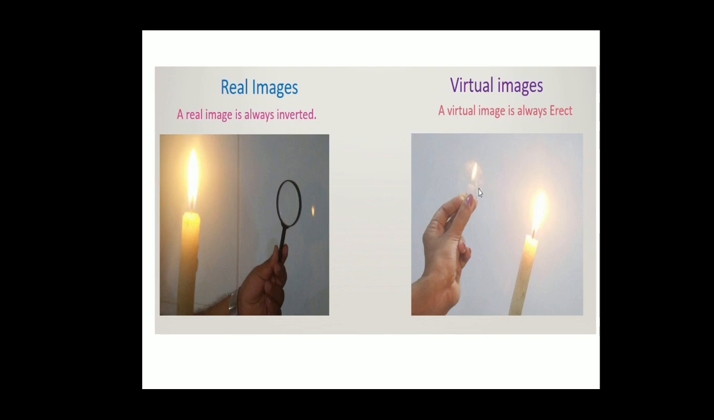Some of you may have played in your childhood with this type of magnifying glass. Some of you may have one at home. Just in front of any flame or any light source, you keep it and see, you can catch the flame's image on the wall. This is a real image. The same lens, you can hold it and see the flame like this. Then it is called a virtual image.